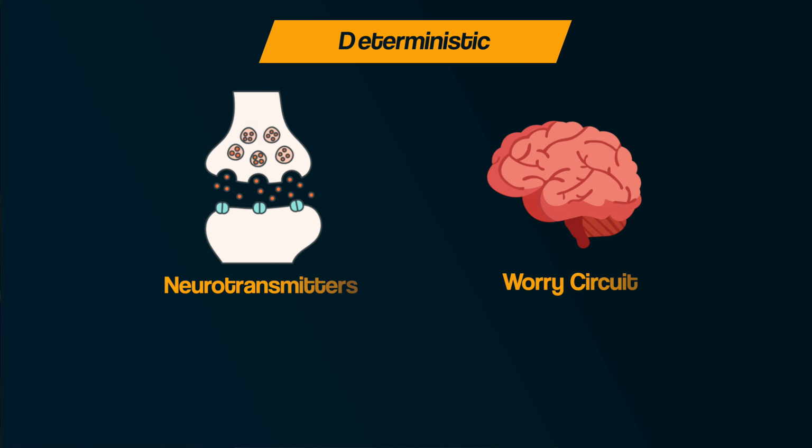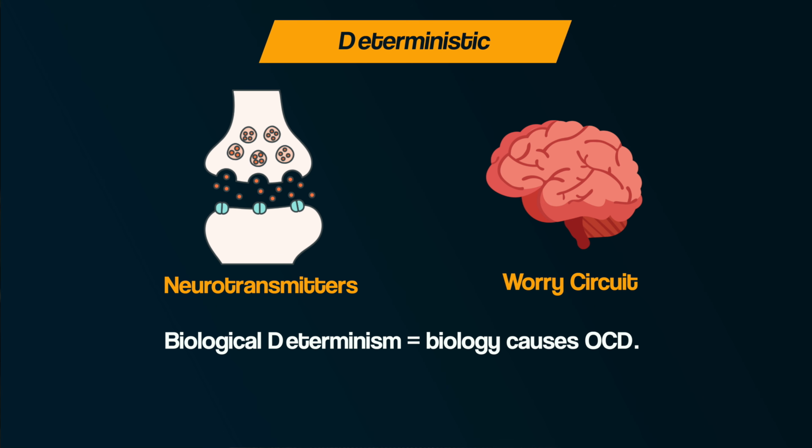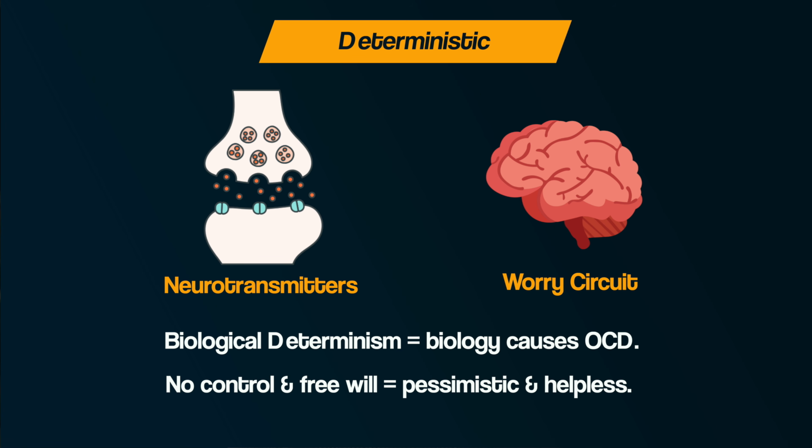The biological explanation for OCD can be criticised for being deterministic. This is because it suggests that genetics and neural factors cause OCD, leaving individuals with no control over their behaviour, which can be pessimistic and anxiety-inducing and limits the role of free will in managing the condition.